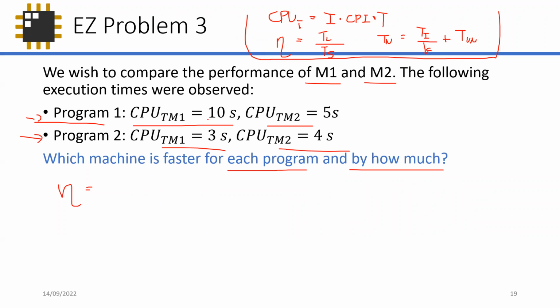Machine 2, by eta equal to 2. Okay, very good. It's very easy, right? Machine 2 is definitely faster because you just have to look at the execution time, so CPU time. It's 5 seconds. And if you divide the longer time by the shorter time, you get eta of 2.